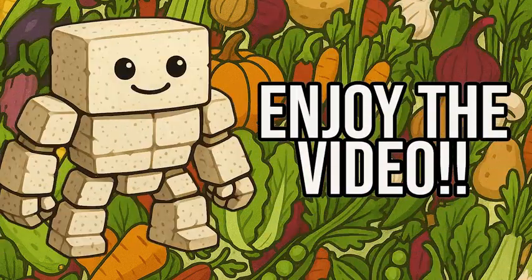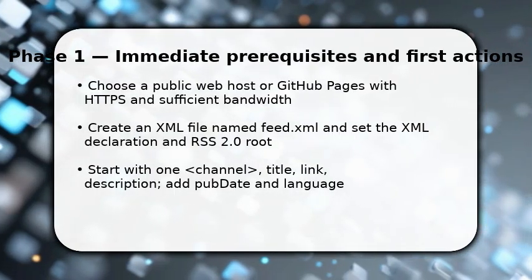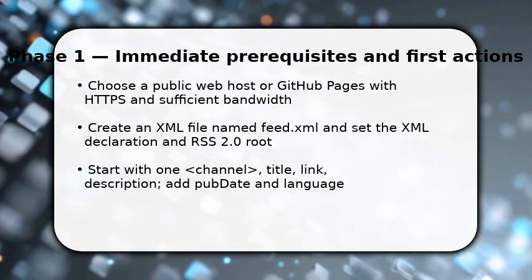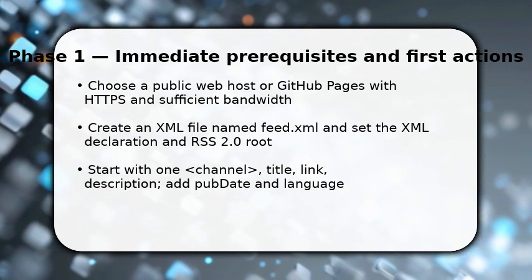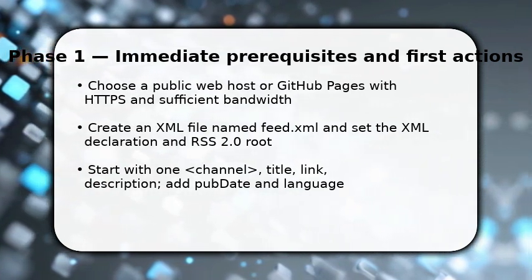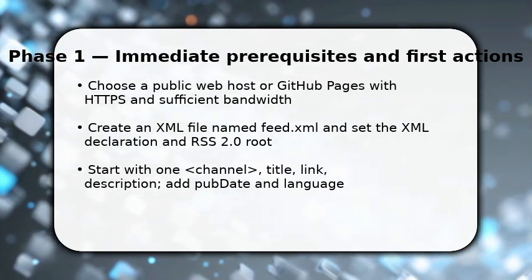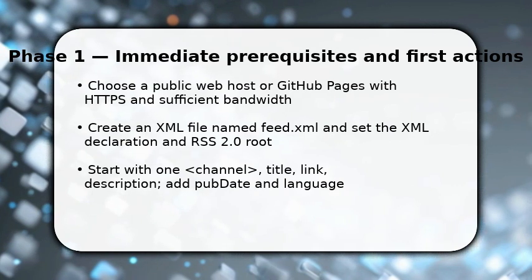Please enjoy the video. You begin by picking a public host with HTTPS so feed validators accept it. Create feed.xml in your site root and declare XML version="1.0" encoding="UTF-8", then open the RSS version="2.0" element.